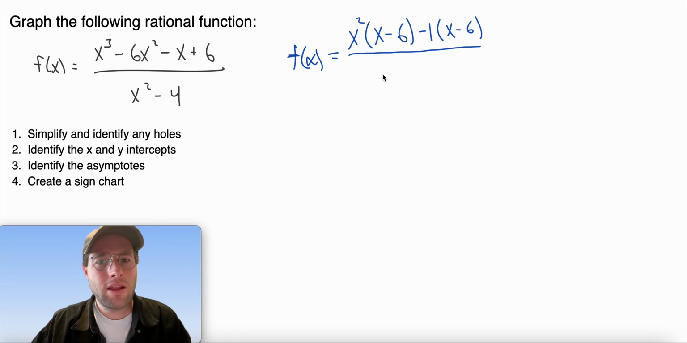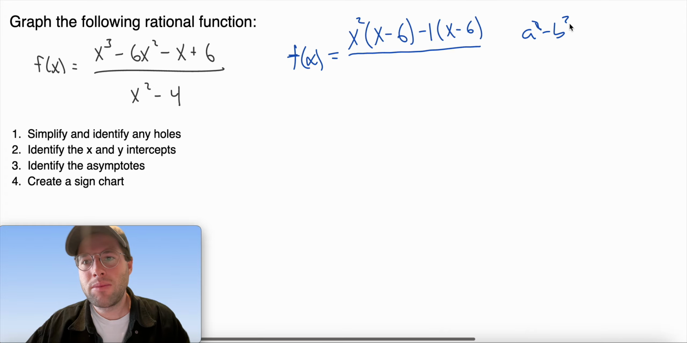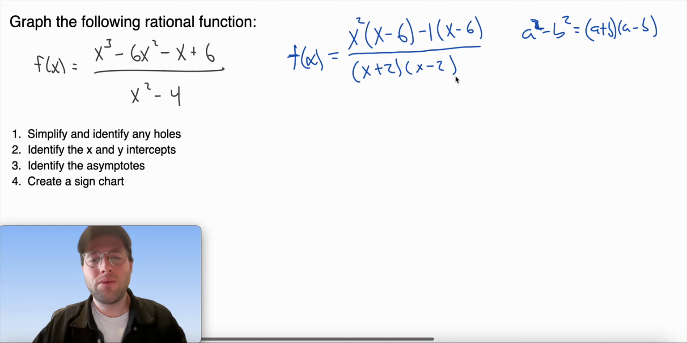Awesome. And let's go ahead and factor out the denominator here. We can notice that the x squared minus 4 is a difference of two squares. And so that is going to factor, well, I'll write out the pattern here. If we have a difference of two squares, a squared minus b squared, that equals a plus b times a minus b. And that should be a 2. Okay. And so this one is going to become x plus 2, x minus 2.